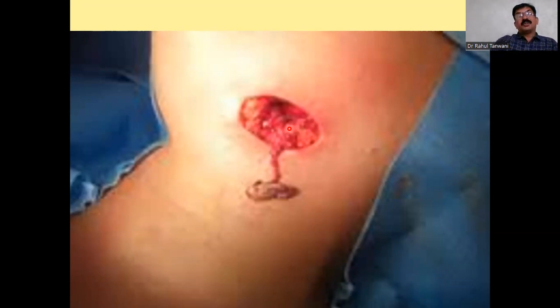So this is all about thyroglossal cyst and thyroglossal fistula. Remember that thyroglossal cyst is a congenital anomaly, but thyroglossal fistula is an acquired condition. First, there will be a cyst, and there will be some problem in that cyst which will lead to fistula formation.